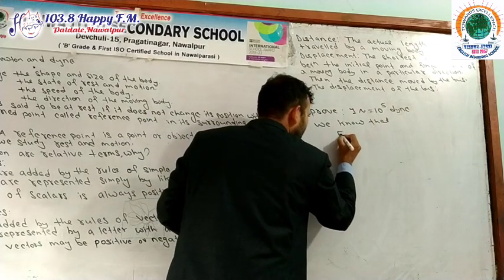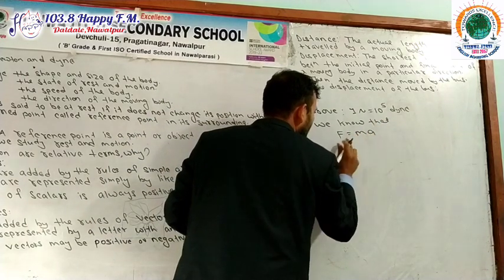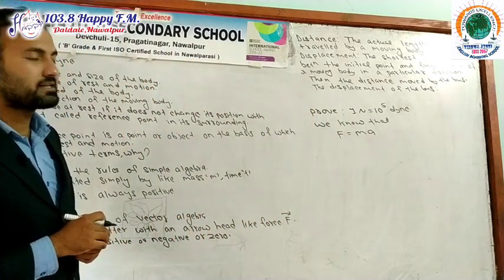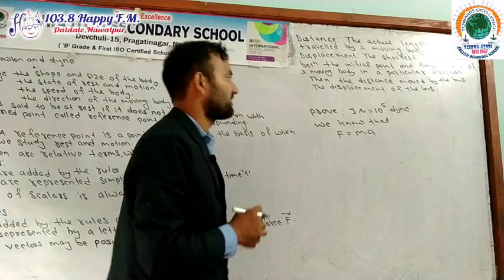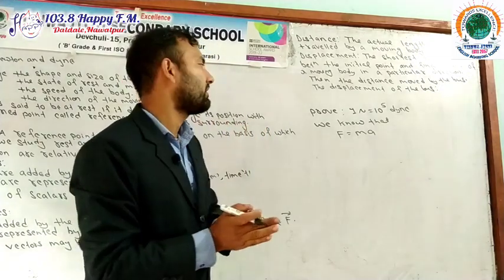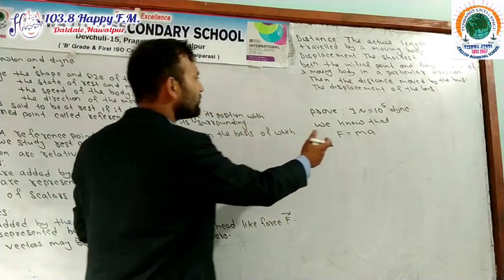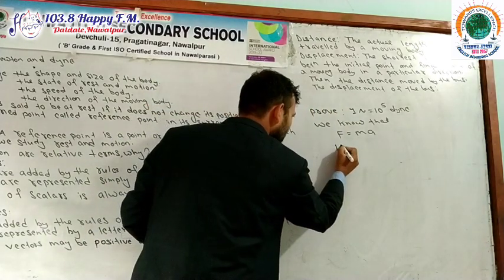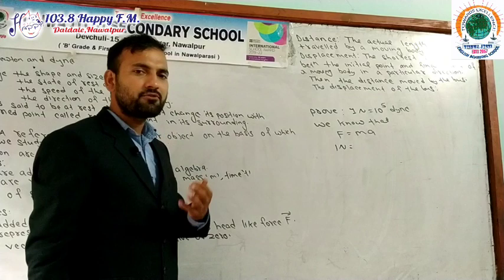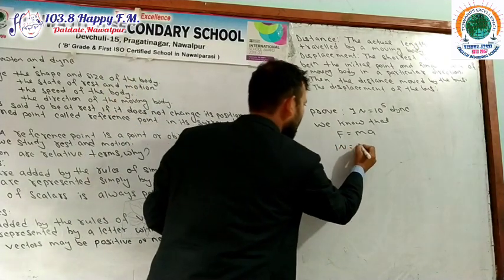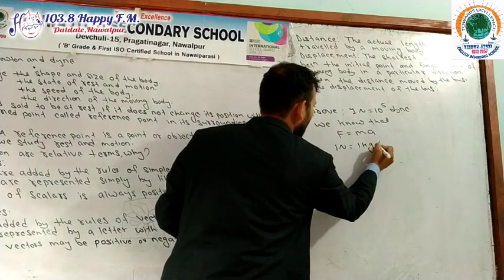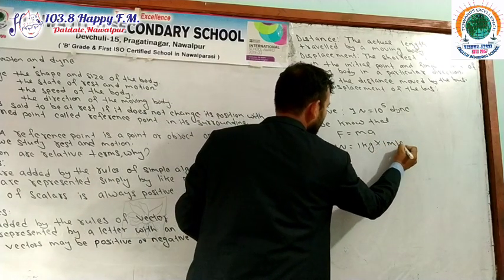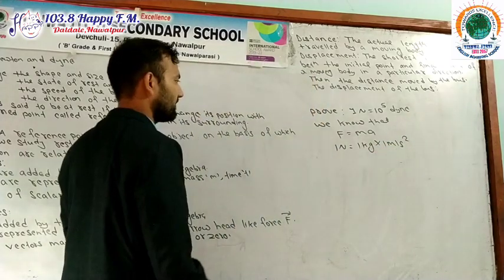We know the formula F equals m a. F means force, m means mass, a means acceleration. What is the SI unit of force? The SI unit of force is 1 Newton. What is the SI unit of mass? 1 kg. What is the SI unit of acceleration? 1 meter per second square.